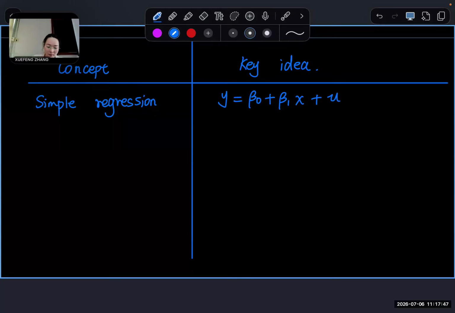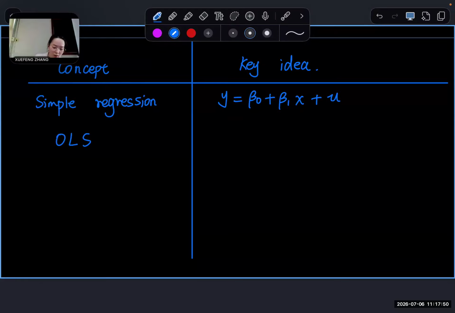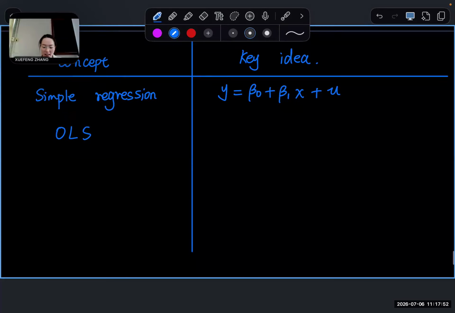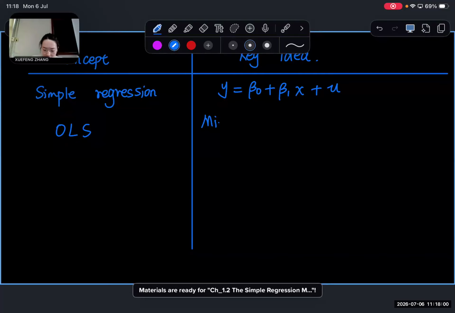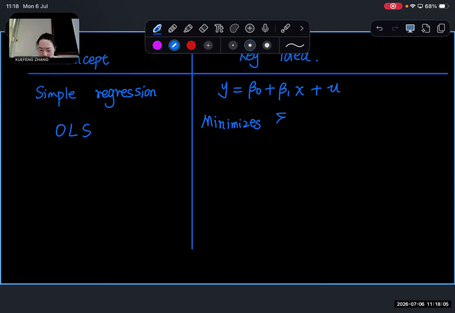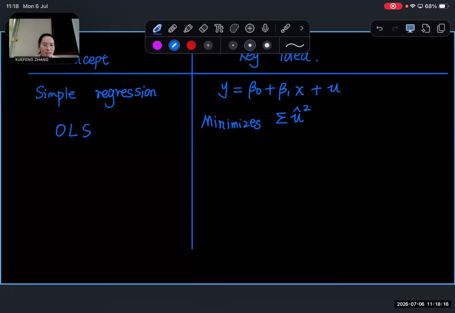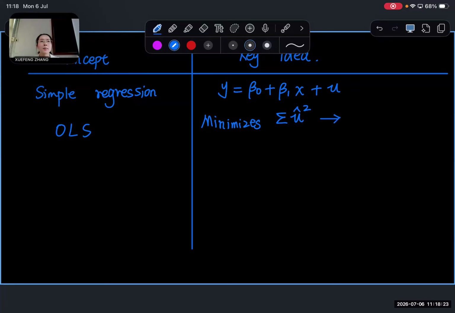And then we learned about OLS, right? Ordinary least squares. The key idea is that we want to minimize the sum of squared residuals, okay? So here it is residuals, okay? Be careful about the terminology. Residuals means hat, okay, after our estimation. Why do we want to minimize? Because we want to find the baseline.